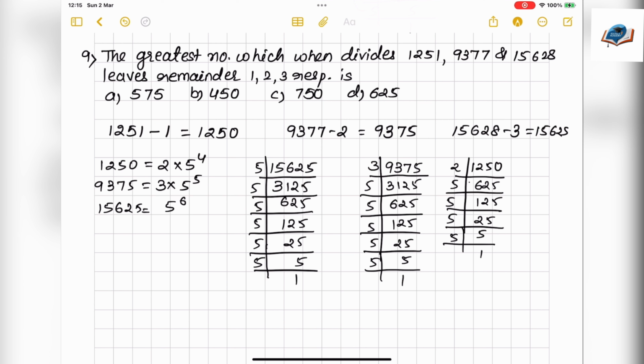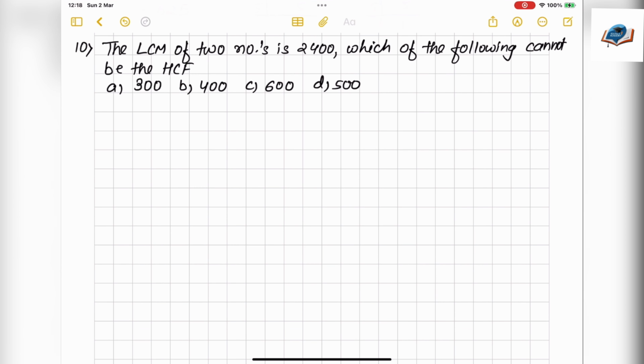So now see, I have got common, that is 5 raised to something, 5 is common, so I have to find the HCF. So that will be 5, which is common. Now the minimum power is 4. So 5 fives are 25 and 25 fives are 625. So my answer will be 625.